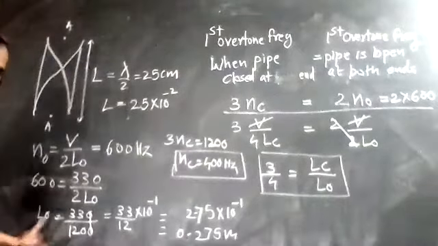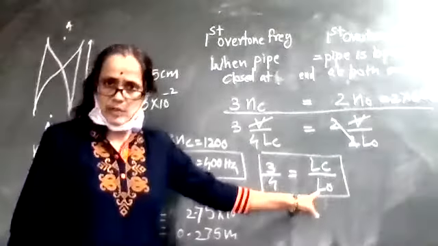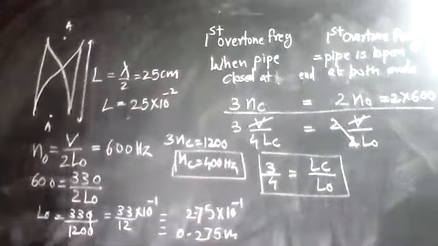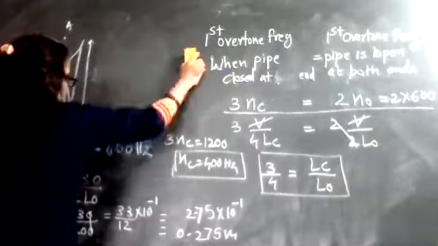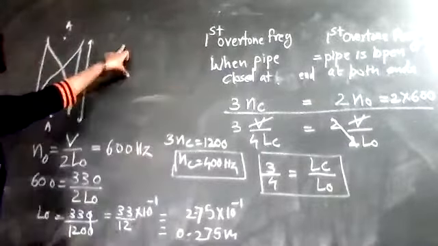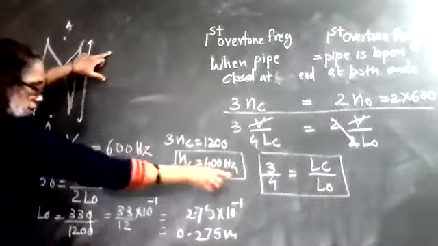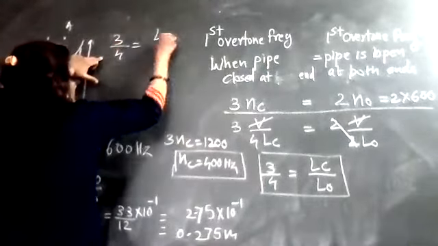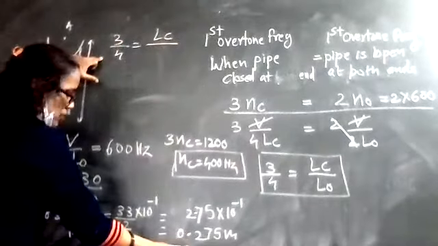And once I get L0, I can put this L0 value in this equation. So how can I write that equation? Here I will write LC by 4 is equal to LC divided by L0. L0 is what?